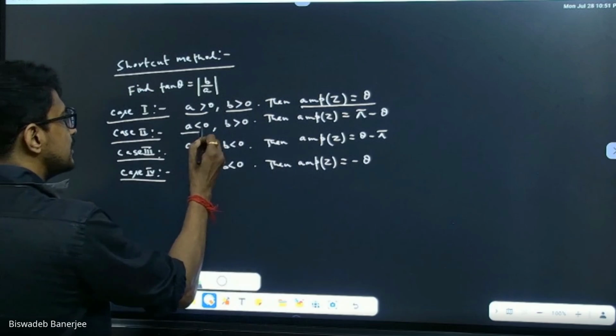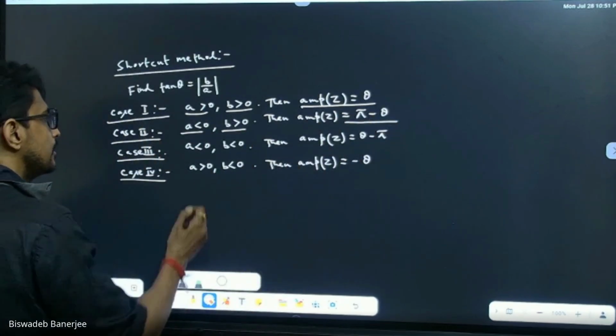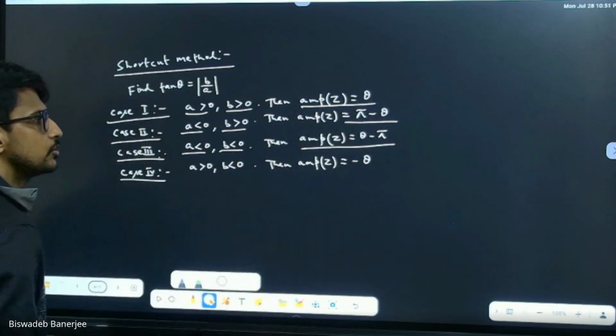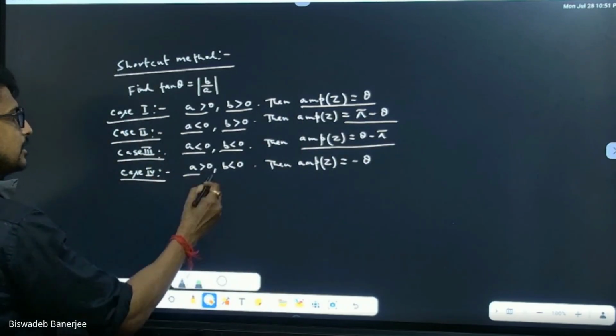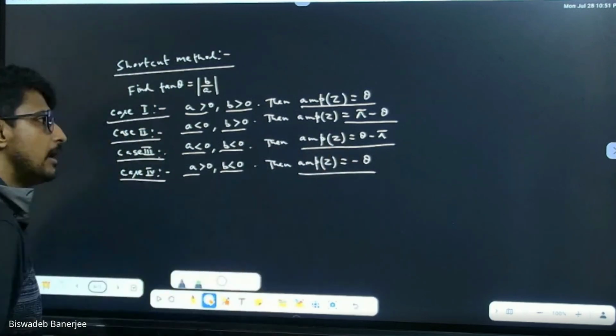If A less than 0, B greater than 0, my amplitude will be pi minus theta. If A less than 0, B less than 0, my amplitude of Z is equal to theta minus pi. If A greater than 0, B less than 0, my amplitude will be minus theta.